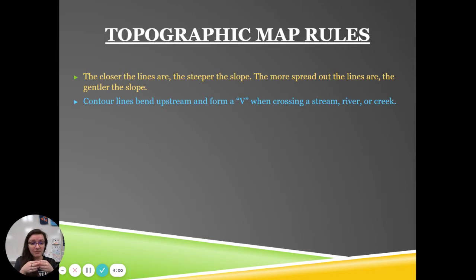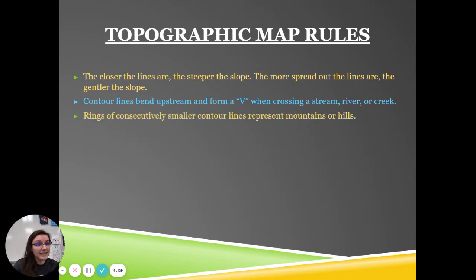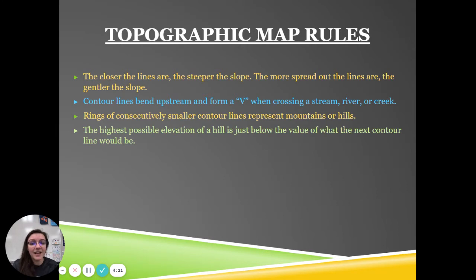The V, the tip of the V, or the base of the U will point to the top of the stream, or where the river is coming from. Rings of consecutively smaller contour lines, circles inside of circles inside of circles, are going to be a mountain or a hill. The elevation is increasing on all sides before you get to the top.